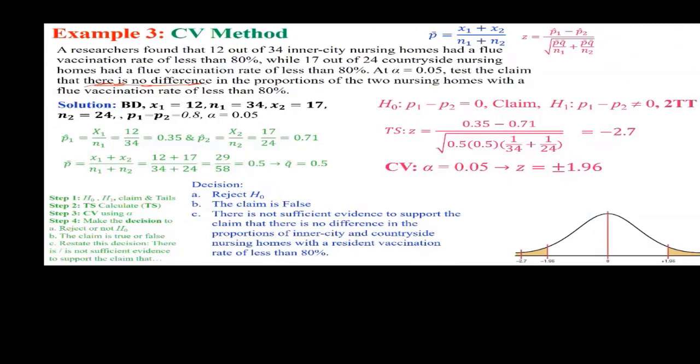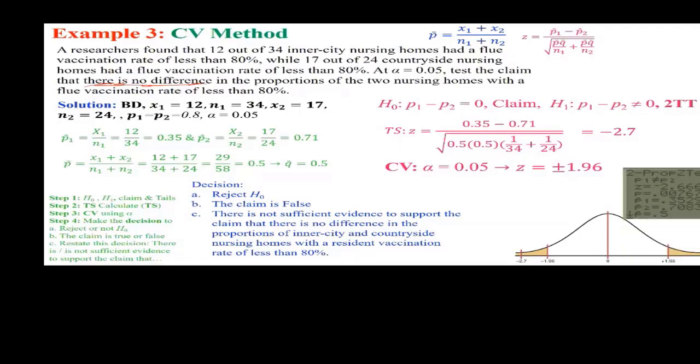So negative 2.7. If you look at this one, what is your decision? Simply put, reject H0. When you're rejecting H0, that means you're rejecting the claim because claim is part of H0. That means you're saying the claim is false, and then you do the rest. Decision. A. Reject H0. B. Claim is false. C. There is not sufficient evidence to support the claim that there is no difference in the proportions of inner city and countryside nursing homes with a resident vaccination rate of less than 80%.